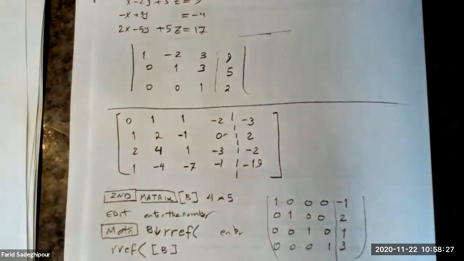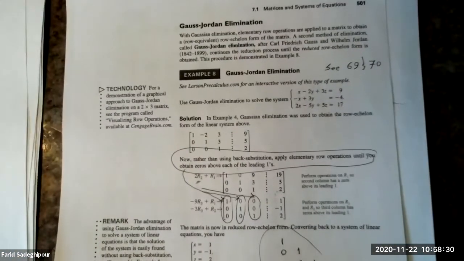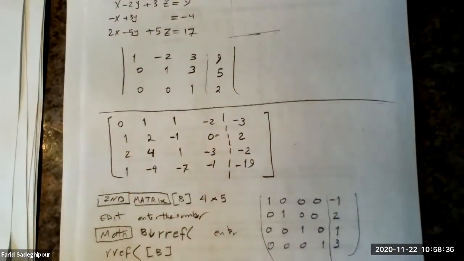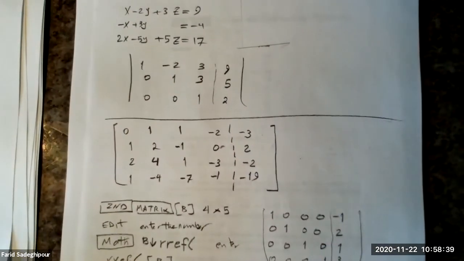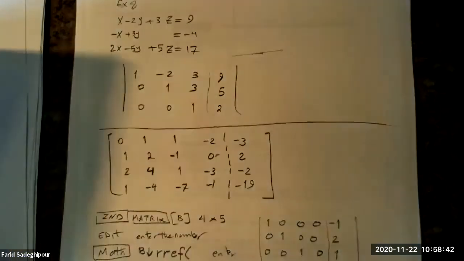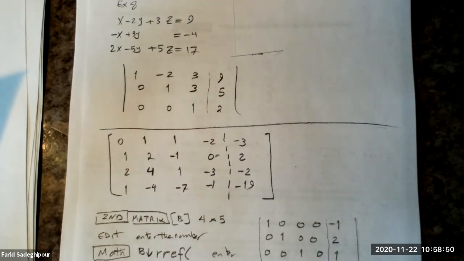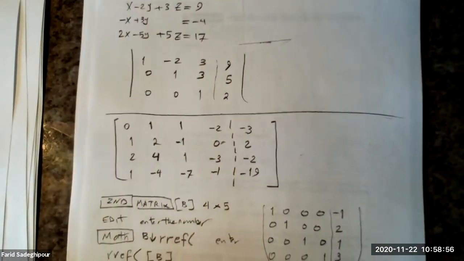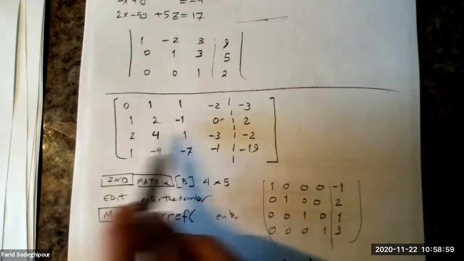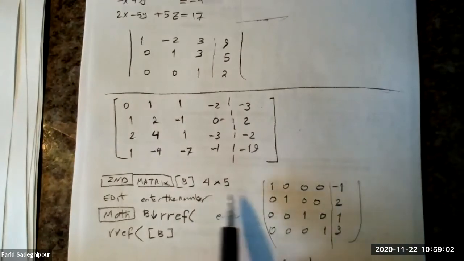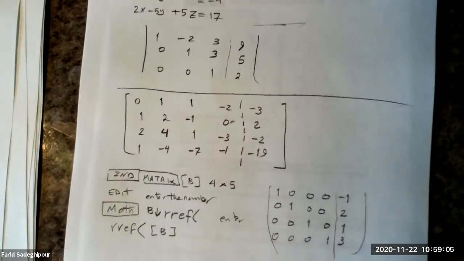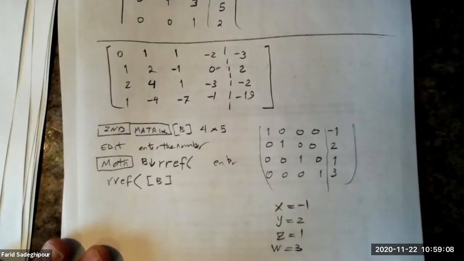This is for example 8. So this example 8 that you see here, all of this, I did it here for you. So this is basically 1, 2, 3, 4, 1, 2, 3, 4, 5. It's a 4 by 5 matrix. And these are the numbers that we came up with.